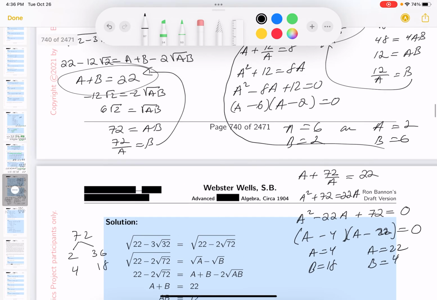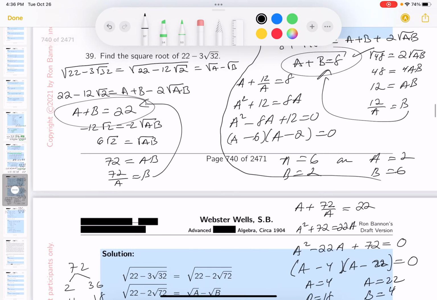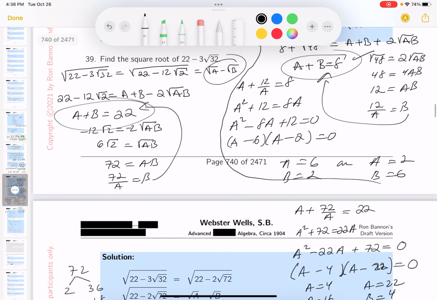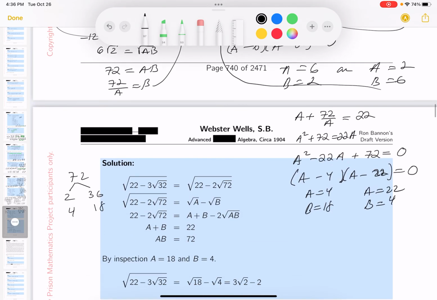Now someone says, I can't remember what we did. And yeah, I looked at the wrong problem before. It's true. It's root A minus root B. All right. So I know my roots are positive, so it's got to be the bigger number, root A. So it's going to be root 22 minus the root of 4. So root 22 minus 2.